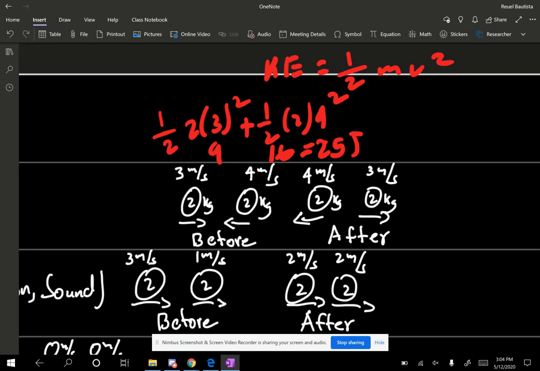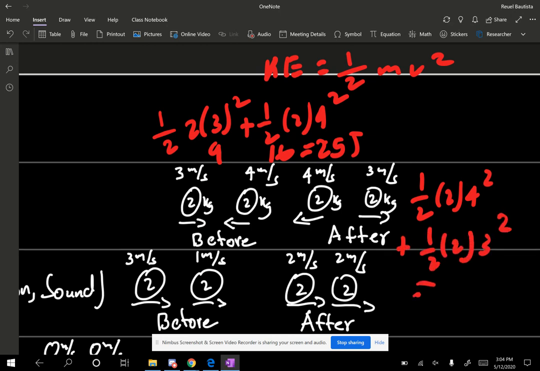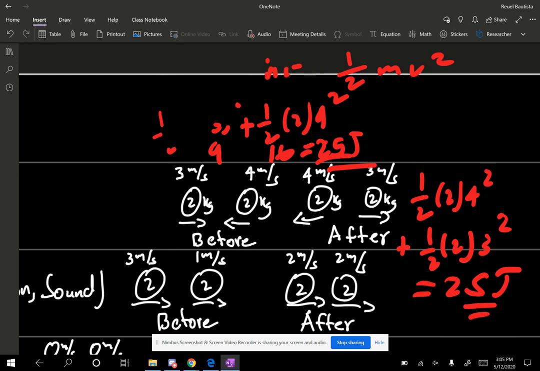Now let's find the kinetic energy of the system afterwards. We're going to have 1/2 times 2 times 4 squared plus 1/2 times 2 times 3 squared, and you're going to find out that's also 25 joules. If you notice that they have the same amount of kinetic energy, then it must be an elastic collision, because the kinetic energy is conserved.